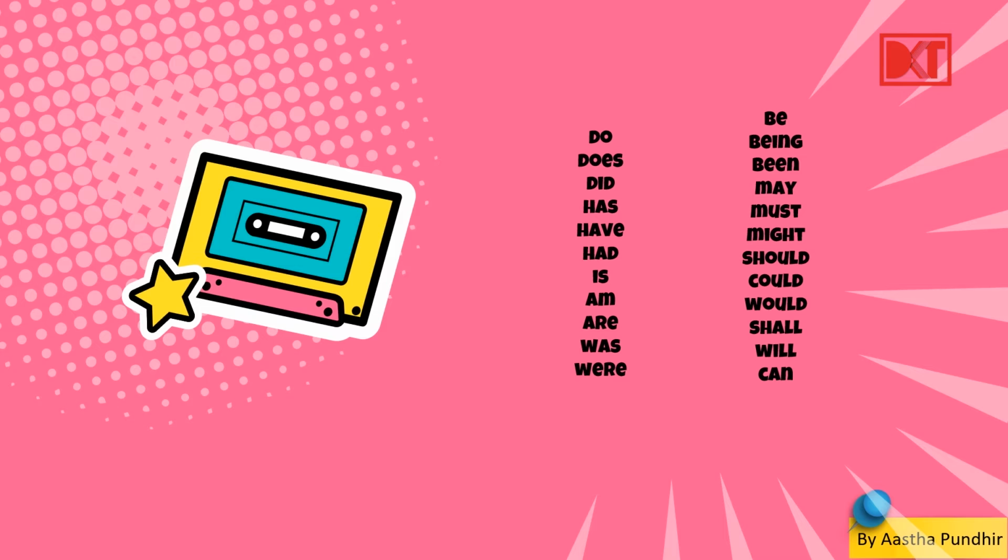Okay, here. Do, does, did, has, have, had, is, am, are, was, were, be, being, been, may, must, might, should, could, would, shall, will, can. Now let me give you a few examples.